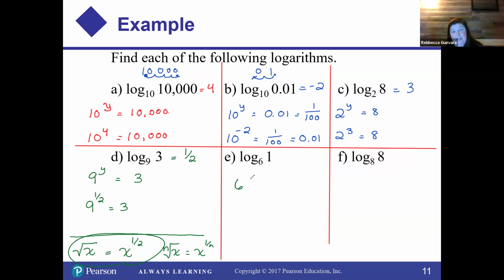Here I need a power that I put on 6 that gives me 1. This is one we saw earlier. The only power that gives me 1 is a power of 0, so this one is just 0. And here we have 8 to some power should equal 8, meaning that power will have to be 1. So to get back itself, the power has to be 1.